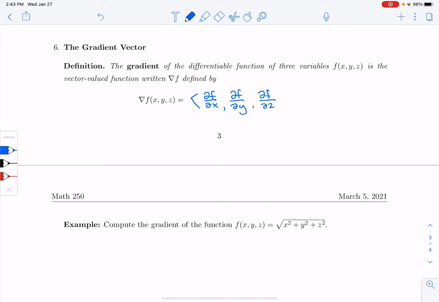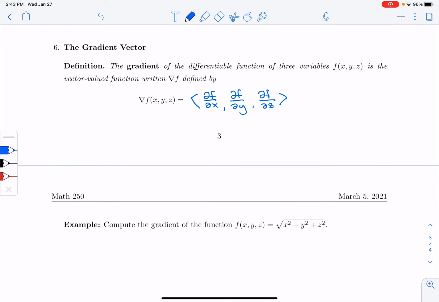Now, if it's a function of two variables, then it just has df dx and df dy. If it has more variables, then it's just a vector that contains all of the partial derivatives in order. Now, we will talk a lot about the interpretation of the gradient in a future video, but I at least want to introduce the concept so that you can do some practice problems computing gradients.